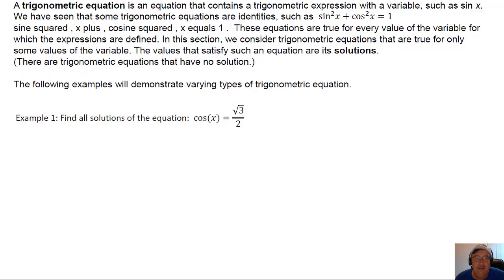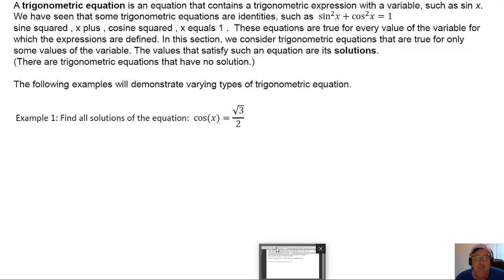In this instructional video, we are going to talk about solving trigonometric equations. So we'll look at the notes here to start out this lesson, and it says, a trigonometric equation is an equation that contains a trigonometric expression with a variable such as sine x, you might have cosine x, tangent x, all the different things in there.